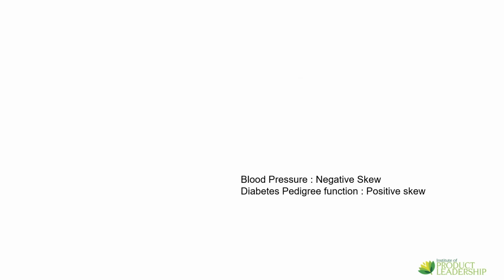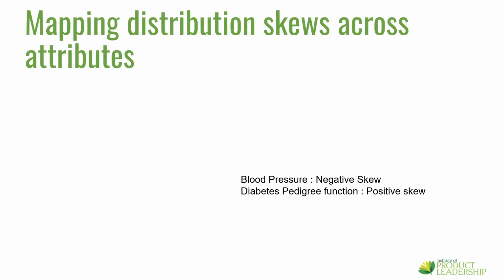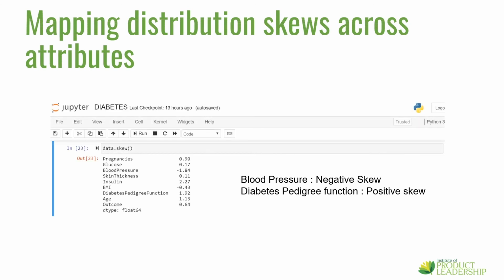You can calculate the skew of each attribute using the skew() function on the pandas data frame. Note that for a symmetrical distribution like the normal distribution, the skew is 0, and values closer to 0 show less skew. Here in this example, we observe that the distribution of insulin has the highest positive skew and the distribution of blood pressure has the highest negative skew.